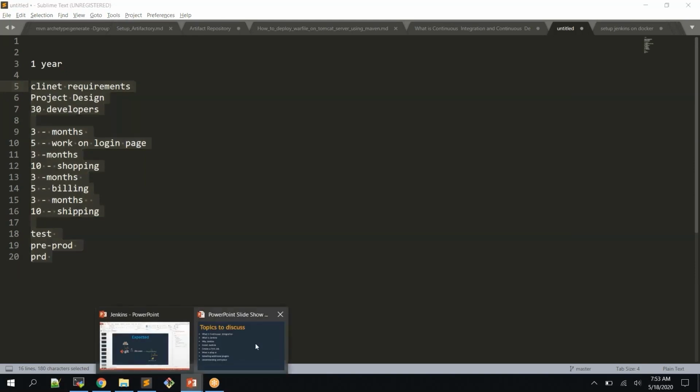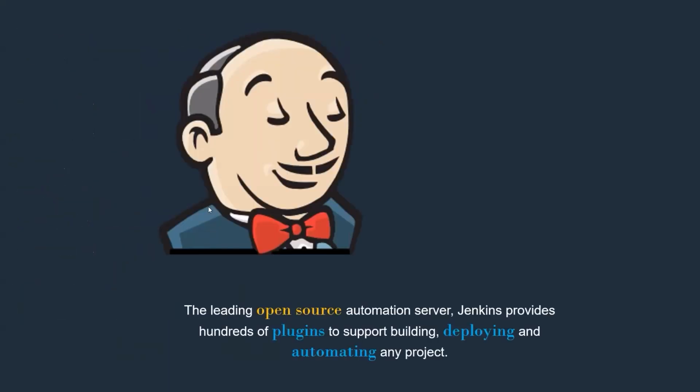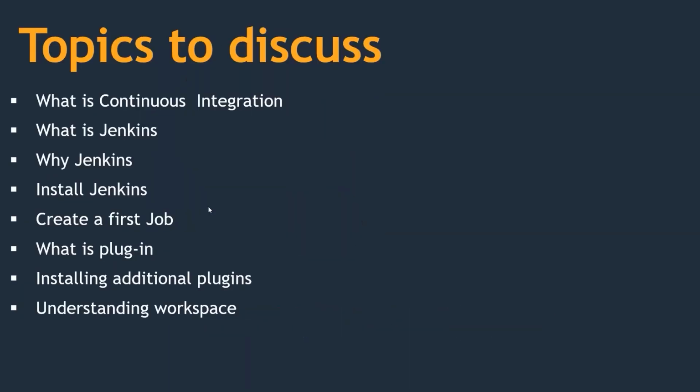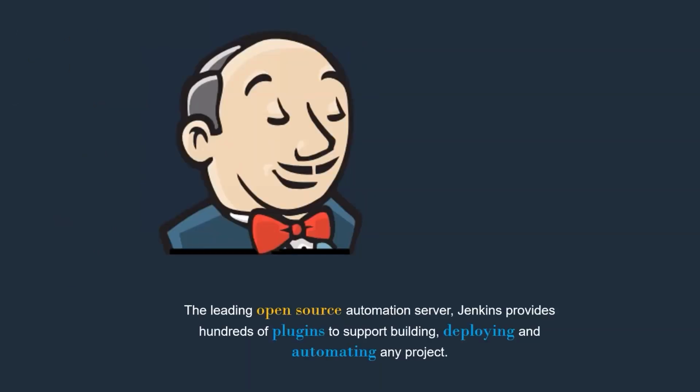All right, so that is about continuous integration. Now we are going to talk about what is Jenkins. Jenkins is the leading open source automation server. So the purpose of Jenkins is that it is going to do the automation. What is it going to automate? It is going to automate the build and deployment as well. Jenkins provides hundreds of plugins to support building, deploying and automating any project. So it is going to build and deploy.